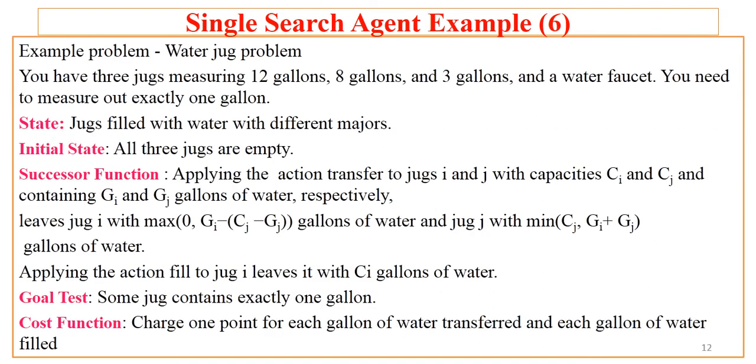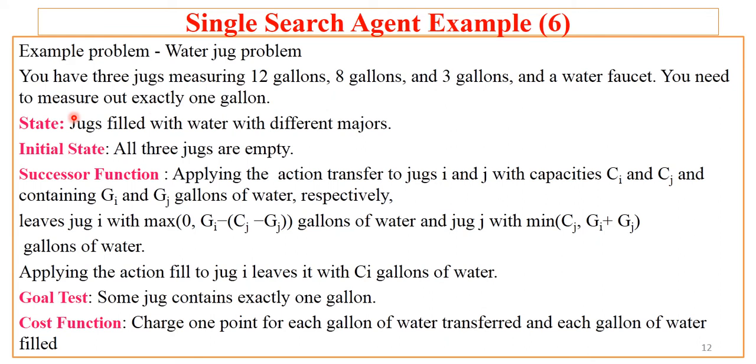Now the last example we see under this single search agent is the water jug problem. What is this water jug problem? This water jug problem is that we are given 3 jugs measuring 12 gallons, 8 gallons, 3 gallons and a water faucet. What you need to do is to measure exactly 1 gallon of water. We don't have any 1 gallon capacity jug.